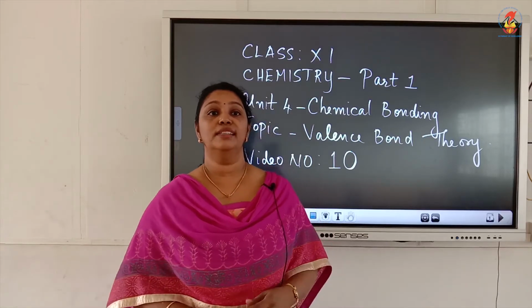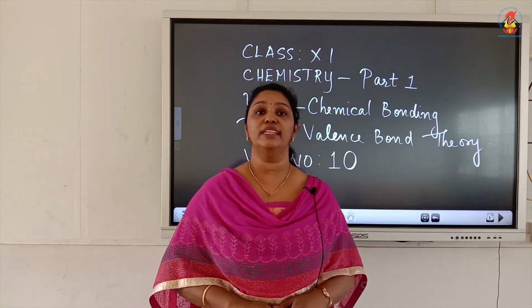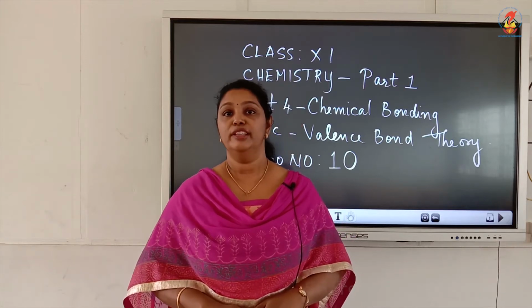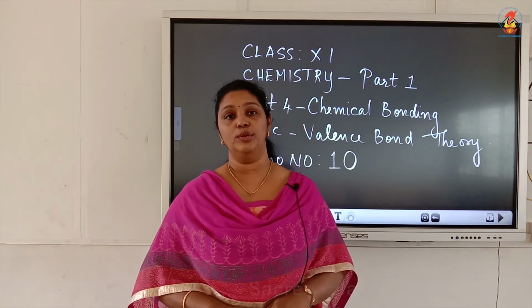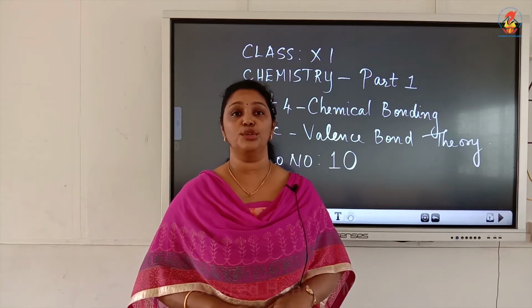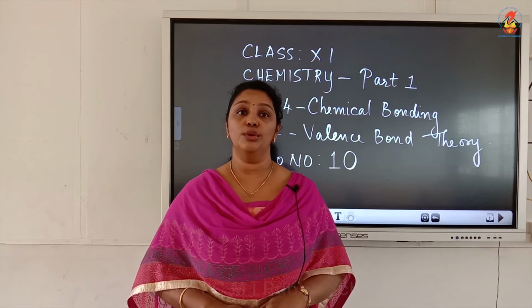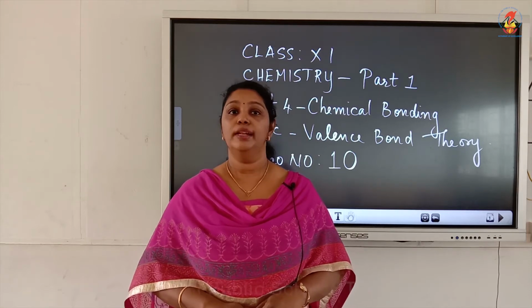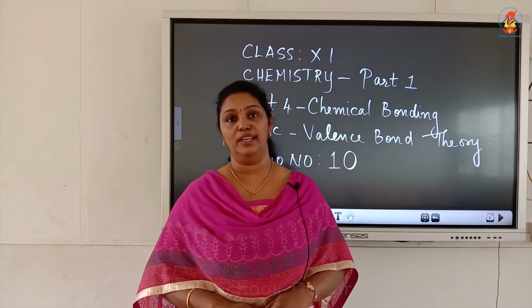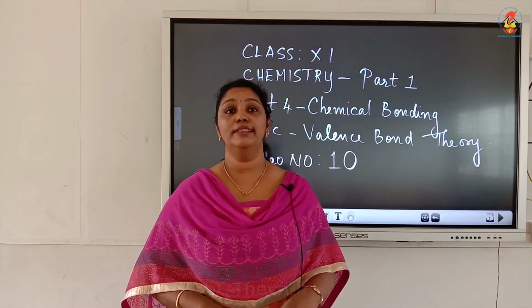So we are going to see the third theory of chemical bonding, that is valence bond theory. The first theory was Kossel-Lewis approach. Second is valence shell electron pair repulsion theory or VSEPR theory, under which we saw the shapes of molecules. Now comes the third theory of chemical bonding, that is valence bond theory.